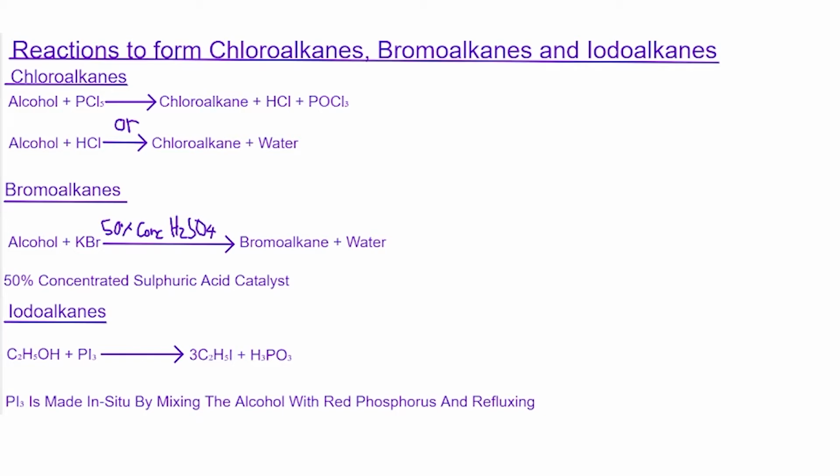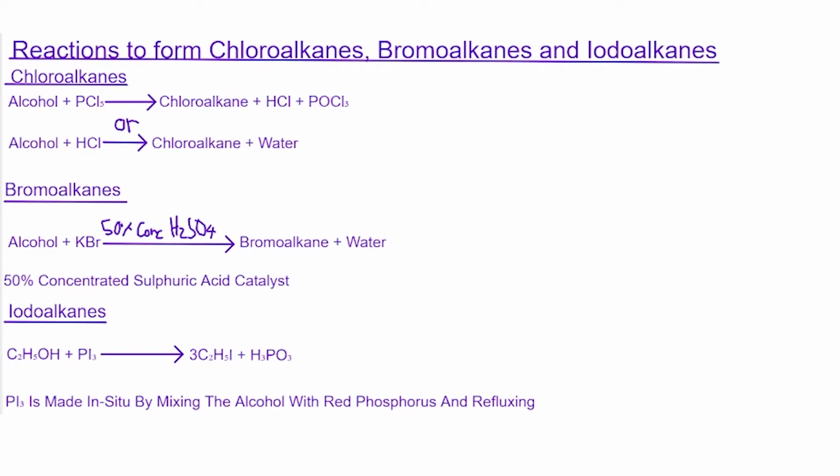You can also react an alcohol with hydrochloric acid. This will form a chloroalkane and water. This reaction occurs fastest with a tertiary alcohol and slowest with a primary alcohol. The rate of reaction for a secondary alcohol would be somewhere in between those two rates.